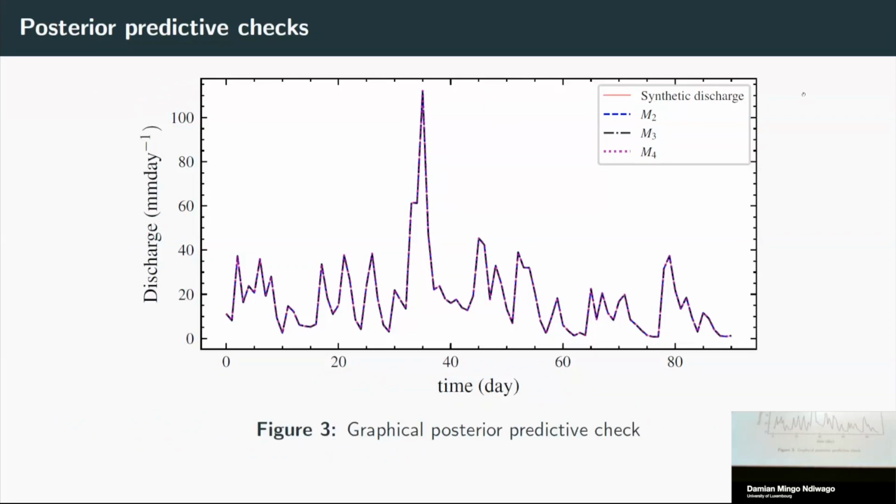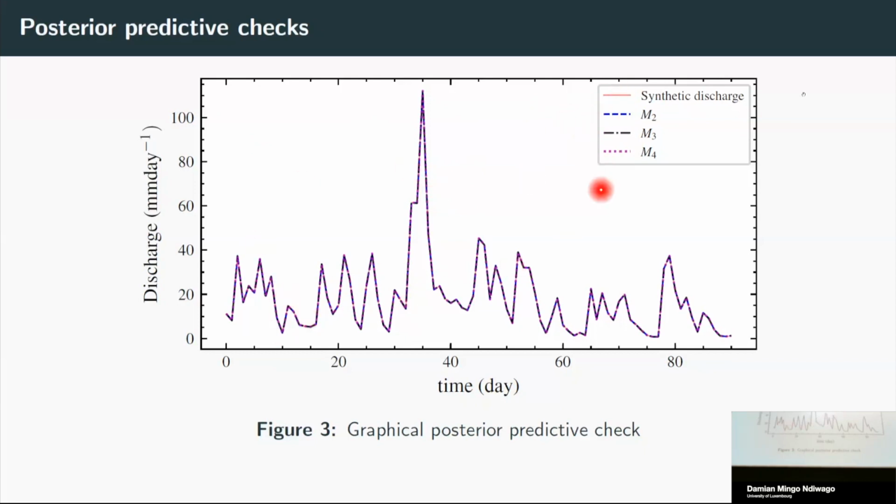But then this is a plot of a graphical posterior predictive check. We developed a test for formal posterior predictive check, but I don't show it here because it's a little bit long, where we also had something like the p-value, similar to the frequentist. And the good thing about our test is that it can also tell us if our prior is in conflict with the posterior. But in this case, we use the posterior samples here to generate the discharge data for each of the models. And then we make a plot of the discharge.